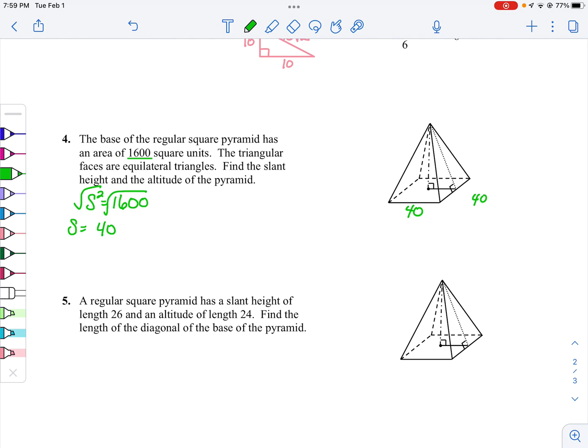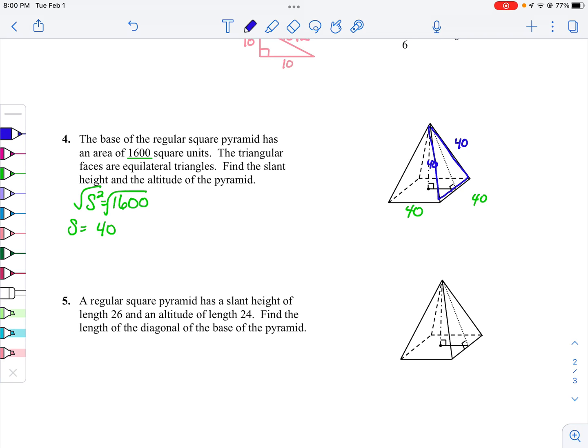It says the triangular faces are equilateral triangles. So this triangle right here is equilateral, which means if the base is 40, I also have 40 for each of these segments, 40 for the other sides. Find the slant height and altitude. So we have two problems to work on here.